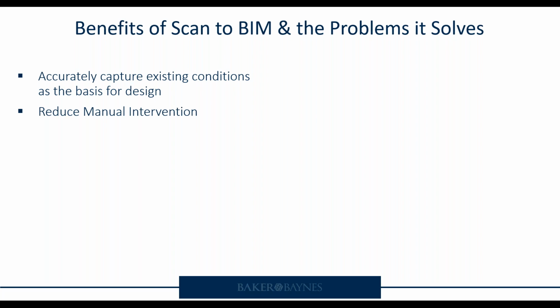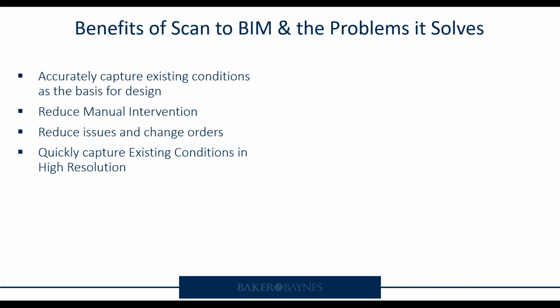Of course, manual intervention is reduced, which we are all a fan of. I don't think anyone likes to go and tape measure a 15-story building. Good luck with that. When you get the basis right, you're going to reduce issues and change orders. So the variation orders, your revision to your scope of works, all of those things really are negated. And then, of course, you're going to quickly capture existing conditions in high resolution.